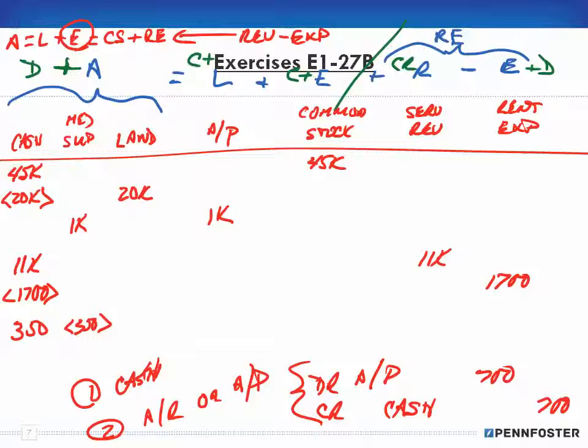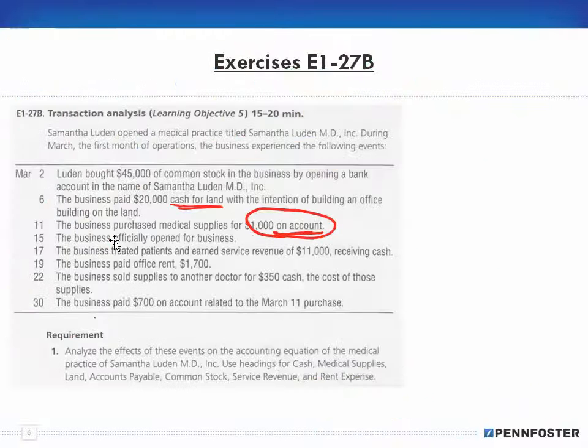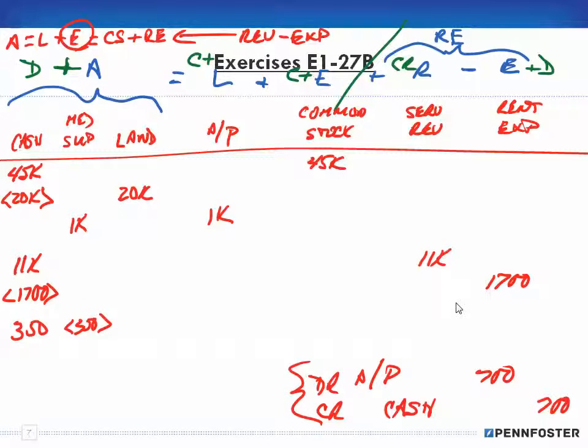And the reason I'm mentioning that now is because until you become seasoned and really experienced with this, if you jump ahead because you saw "on account" as part of the transaction, and you thought to yourself, oh, that's accounts payable or accounts receivable, so let me do the accounts payable first, you might get it wrong. You might make the accounts payable a credit for 700, and that would be wrong.